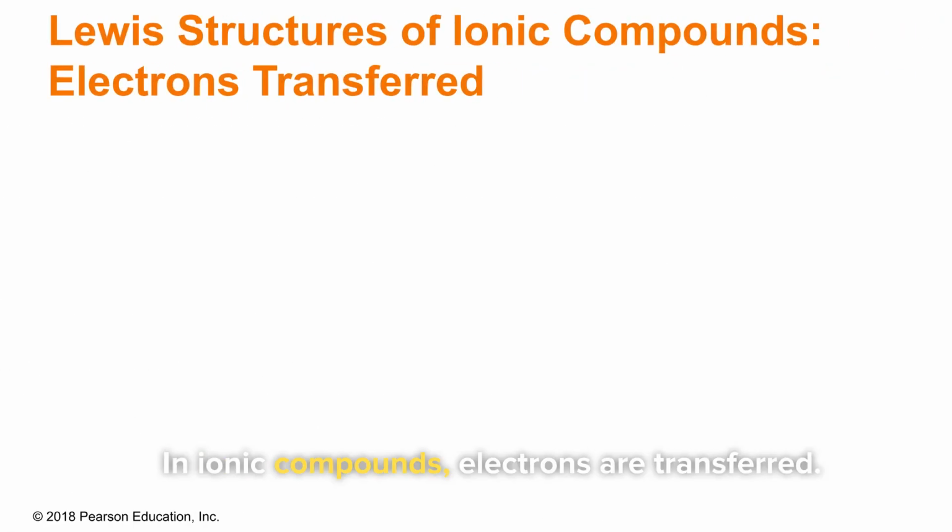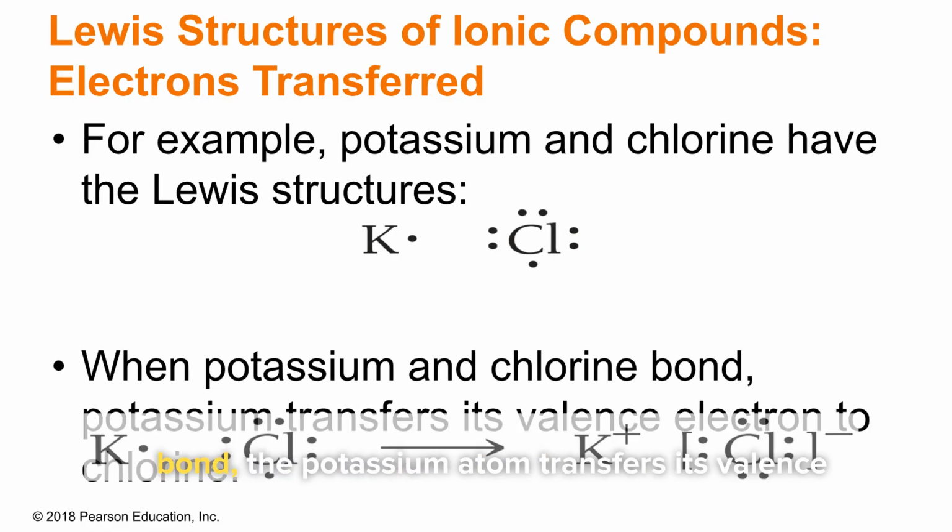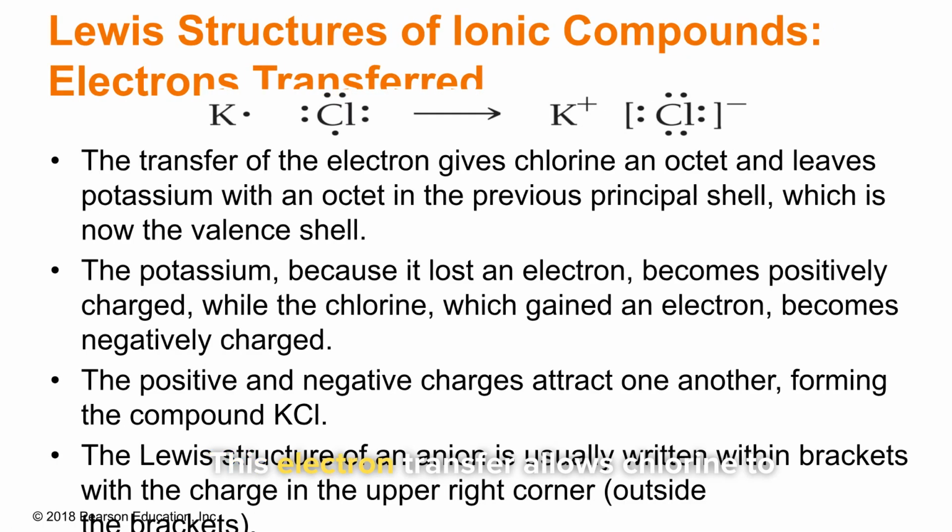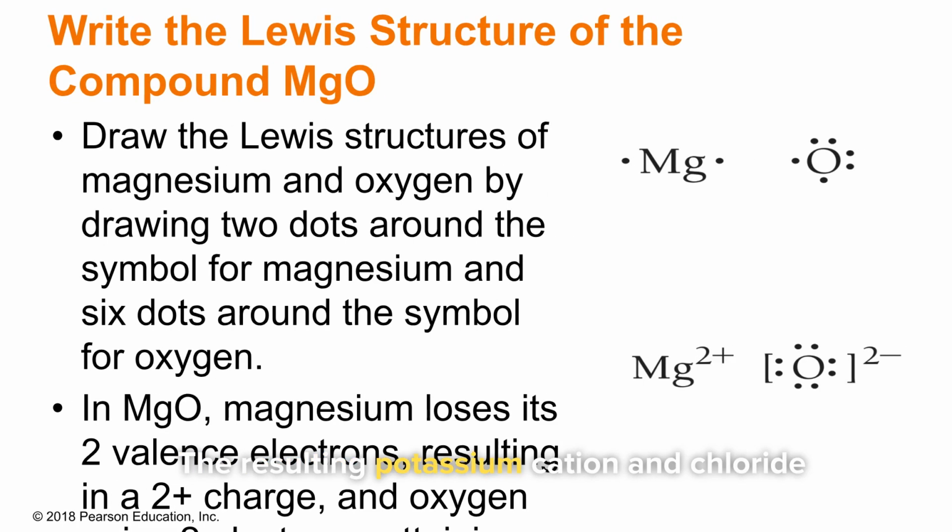In ionic compounds, electrons are transferred. For instance, when potassium and chlorine bond, the potassium atom transfers its valence electron to the chlorine atom. This electron transfer allows chlorine to achieve a stable octet, while potassium, having lost its valence electron, also achieves an octet in its inner shell. The resulting potassium cation and chloride anion are attracted by electrostatic forces to form the compound KCl. Anions are typically written within brackets with their charge indicated.